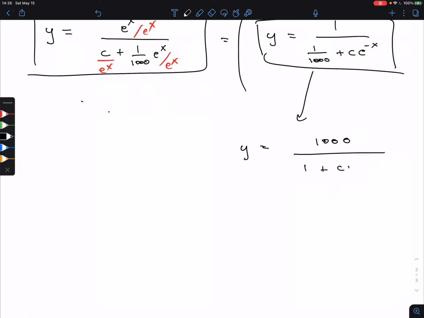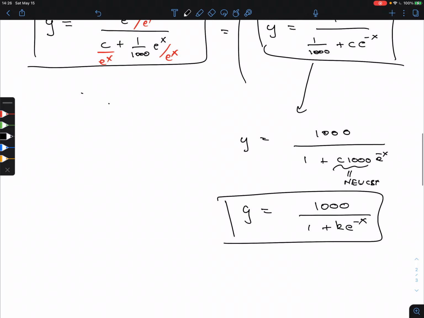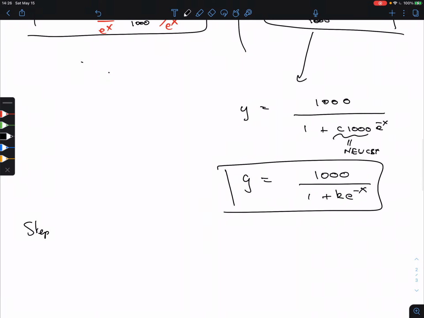So I get C times 1,000 e to the minus x. And then I say this is a new constant that I call K. So we have 1,000 over 1 plus K e to the minus x. This is much simpler to deal with. So now I look at the initial condition.